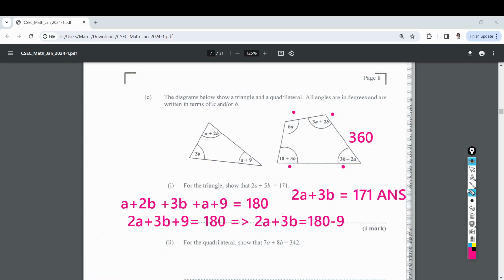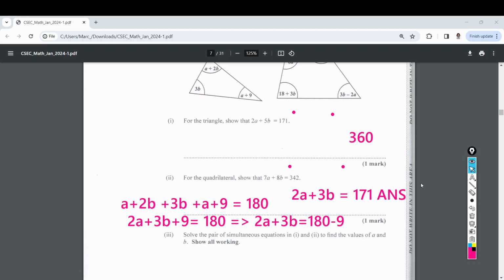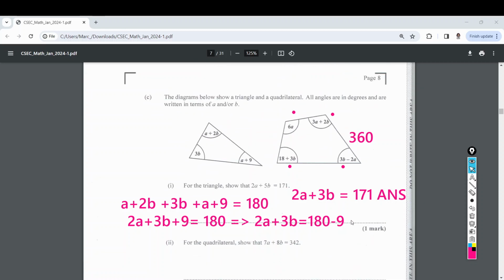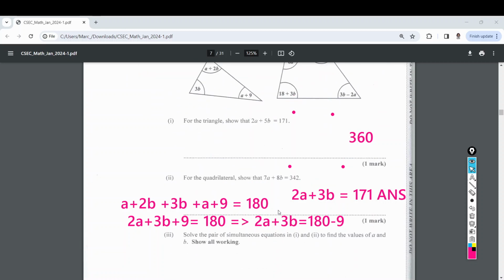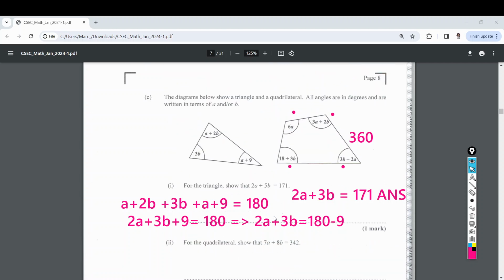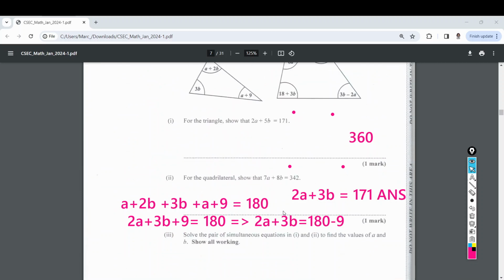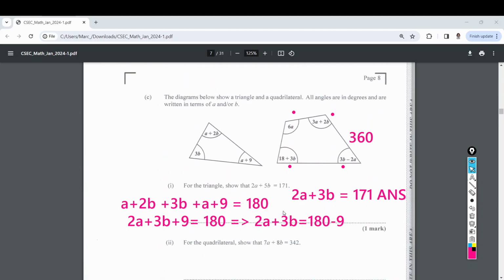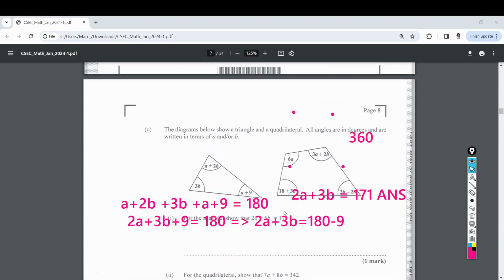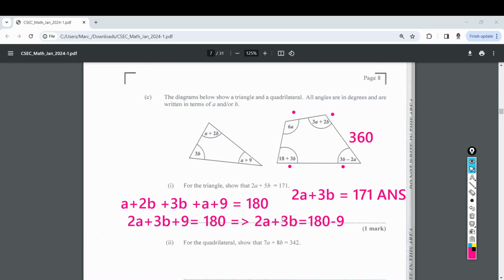Now, guys, let's do it for the quadrilateral now. Still feel like we need a little more space. I don't know why CXC gave us such a small space to work with. Yeah, they kind of gave us a small space. It's a small space to work with here, but well, let's work it out.